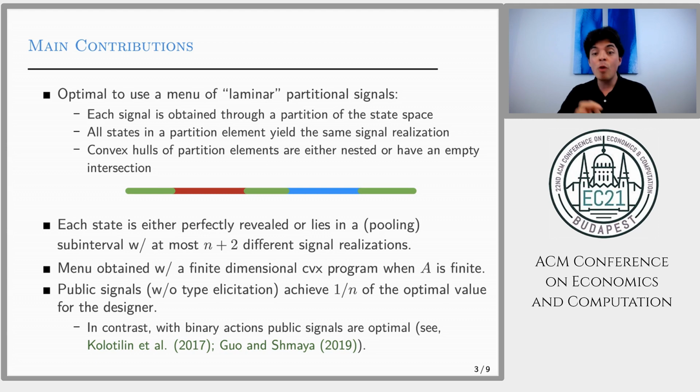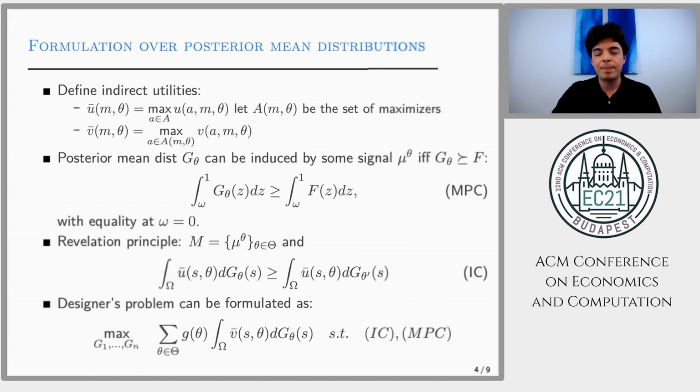We show that when you go beyond 2 actions, these type of signals are actually quite suboptimal, and we construct examples where such public signals achieve 1 over n of the optimal value that our optimal menus obtain. So there is real value in carefully constructing these menus. And there's a big distinction between the binary action setting and the more general settings where we have more than 2 actions. Let's take a closer look at the designer's problem.